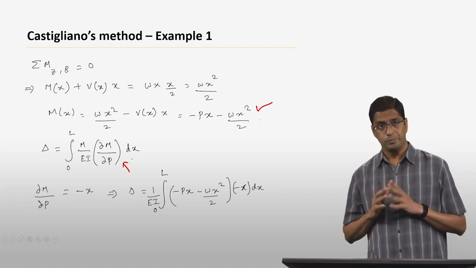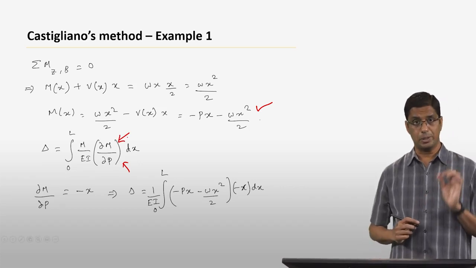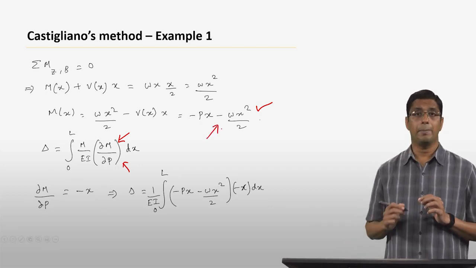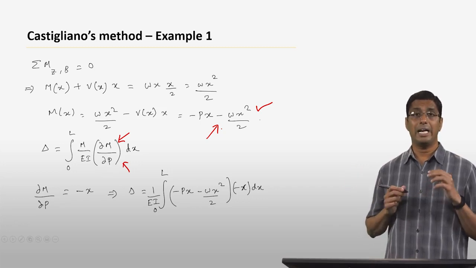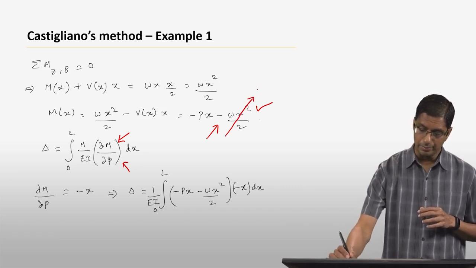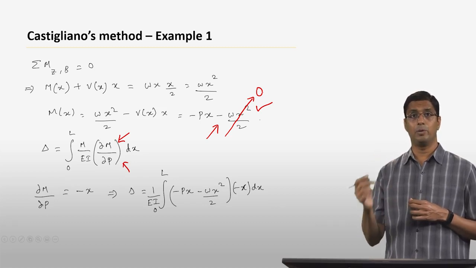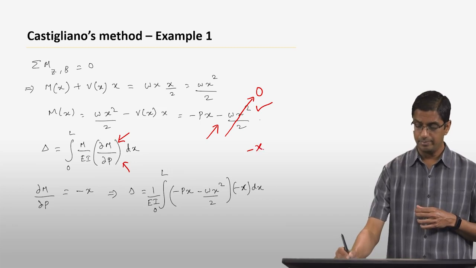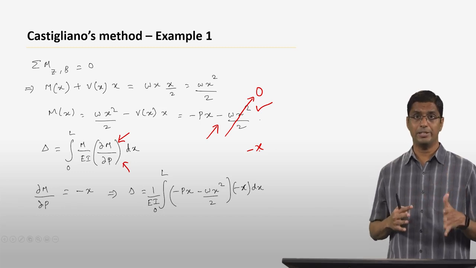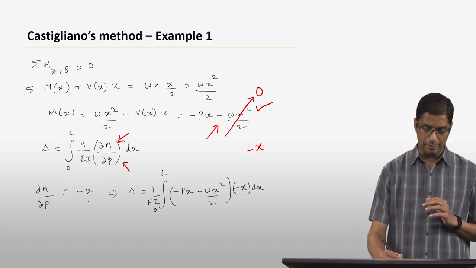One thing that I want to point out is that this derivative is taken with respect to P, not with respect to x. So this is my moment function, minus Px minus Wx squared over 2, and I'm now taking the derivative with respect to P, which means that the derivative of the second term is going to be equal to 0 because it doesn't have a P term in it. So del M over del P is going to be minus x, not something else. This is a point where a lot of students make mistakes. So make sure that you take the derivative with respect to the force P, not x. So del M over del P is minus x.